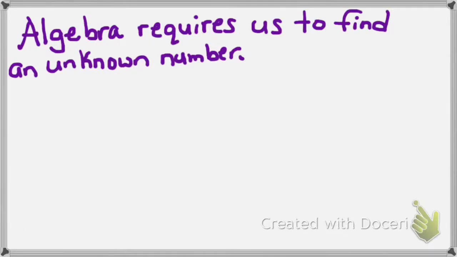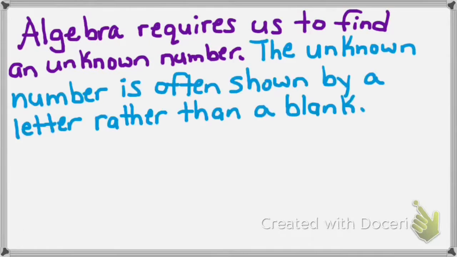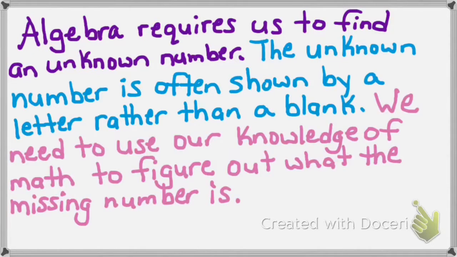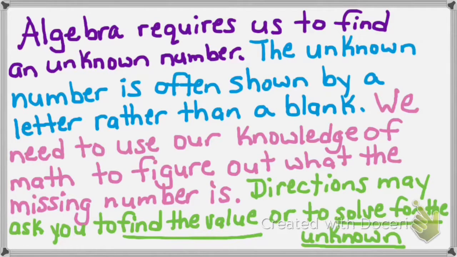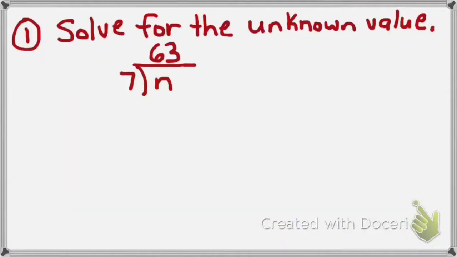Algebra requires us to find an unknown number. The unknown number is often shown or represented by a letter rather than by a blank. N is a letter that's often used, X is a letter that's often used, but really any letter at all can be used. We need to use our knowledge of math to figure out what the missing number is. Directions for an algebra problem may ask you to find the value, or they may ask you to solve for the unknown. Let's take a look at some examples to see how this is done.